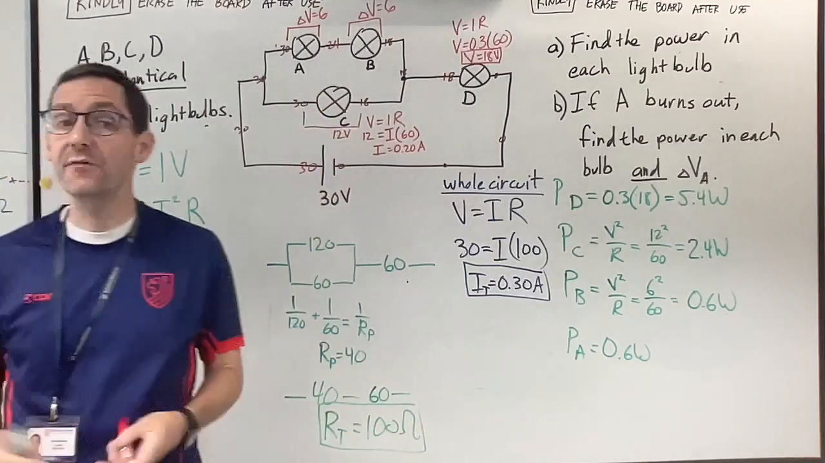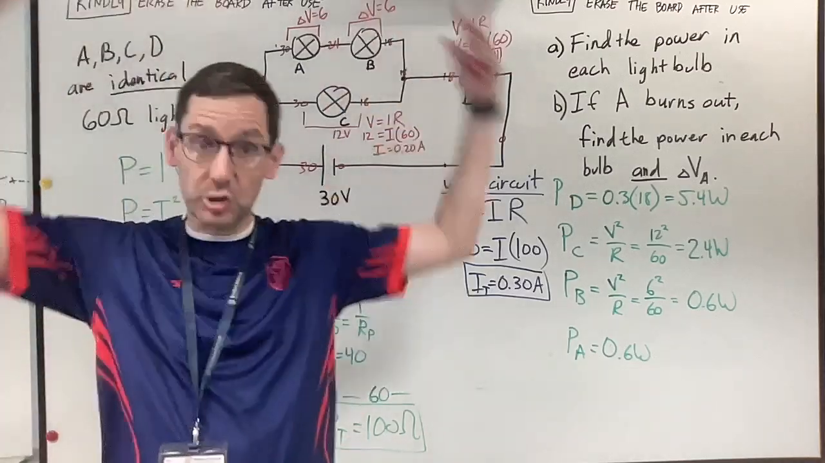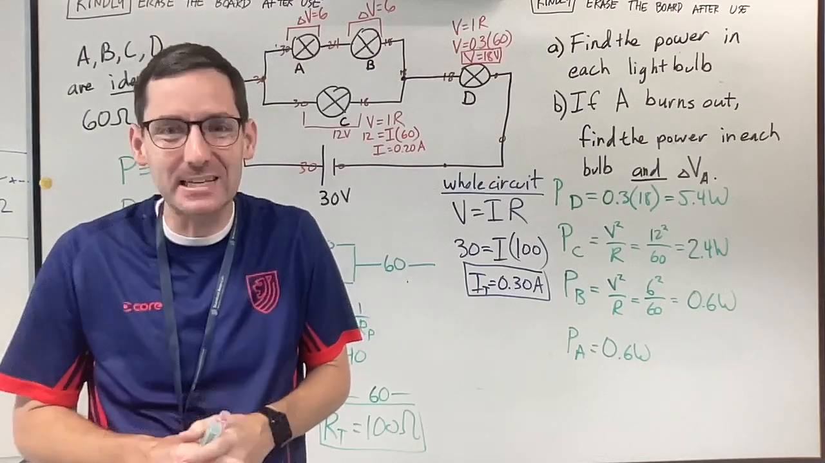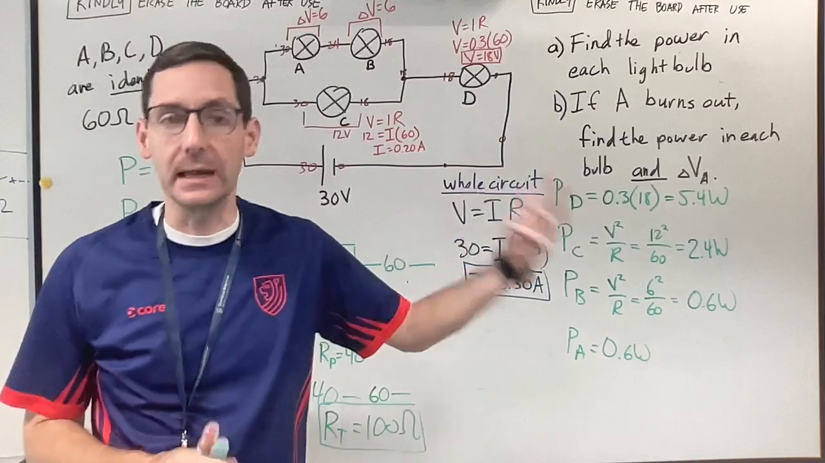All right? And so we've gone through, we did our resistance, we added them together, we put everything together, we worked with the circuit as a whole, we worked with individual components. We've done all of these things in this circuit that have helped us then to put it together to get the power in each light bulb.